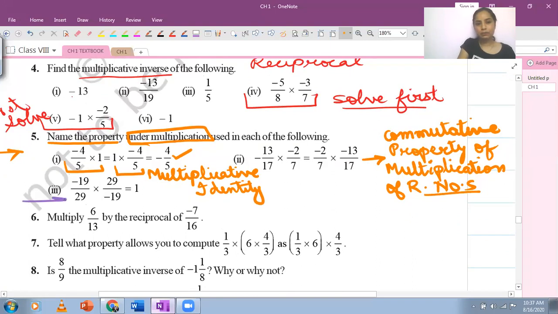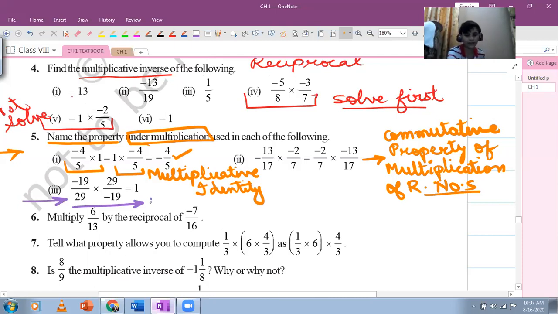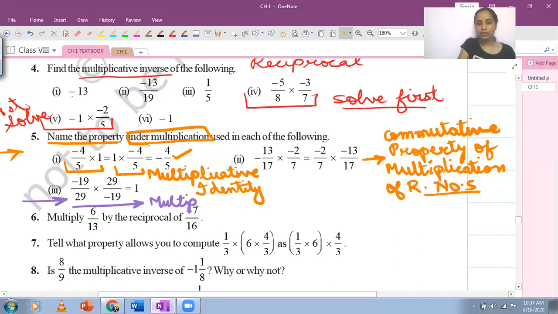And what about the third part? Multiplicative inverse. That's correct. It's multiplicative inverse. We multiplied our rational number with its inverse and what answer did we get? 1. This is the property of multiplicative inverse: if we multiply any rational number with its reciprocal, what will the product be? It will be 1. Anyone who wants to ask anything?